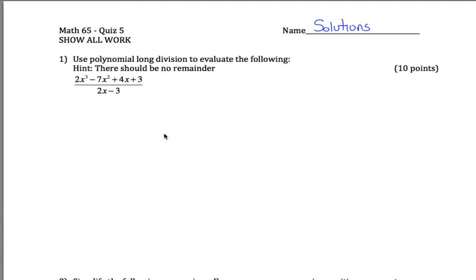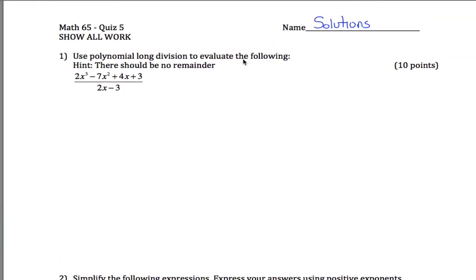All right, here are our quiz 5 solutions for Math 65. Let's see, we're given, I think there's 3 problems here. The first one, polynomial long division. Hint, there should be no remainder.